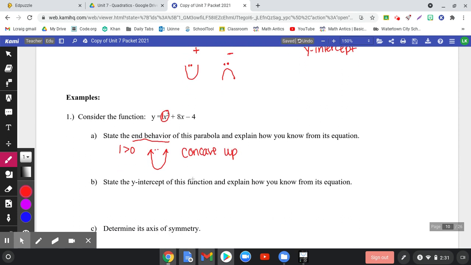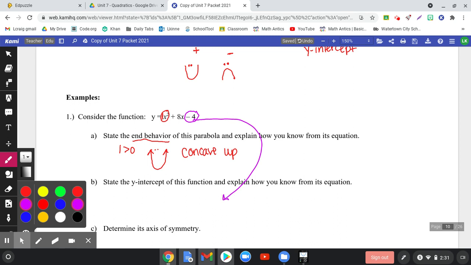State the y-intercept from the function and explain how you know it from the equation. Again, your y-intercept is the number by itself. So I'm going to switch colors here. So -4, go around, is your y-intercept. It's the constant value.